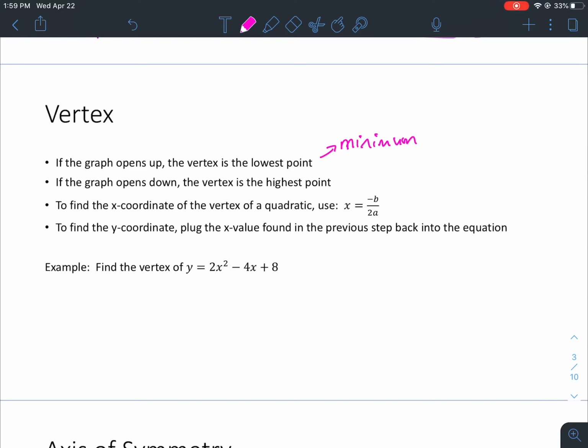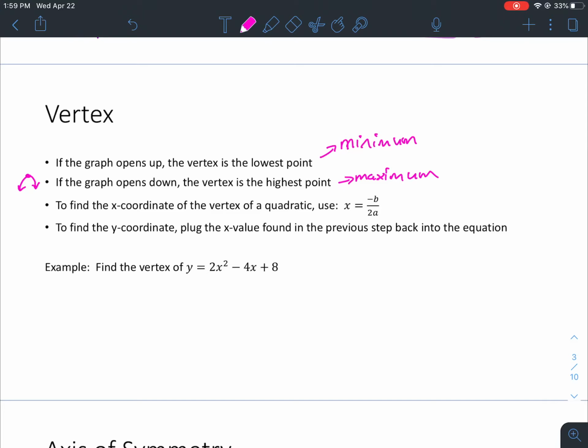Okay, the lowest point on a graph is called the minimum. It's the smallest it could be. Whereas if the graph is opening downward, so that's one that looks like this, kind of that frowny face, then the vertex is going to be the highest point. We call that a maximum. It's the largest possible value.